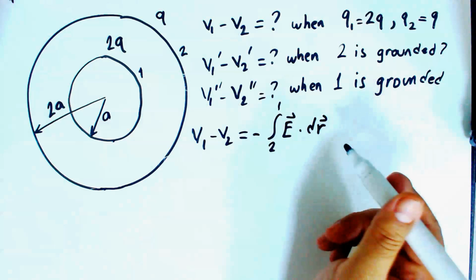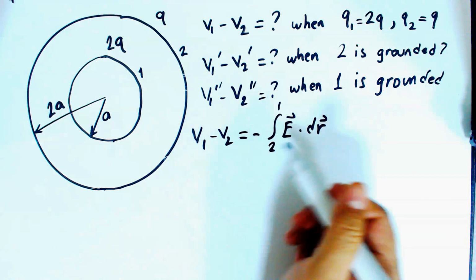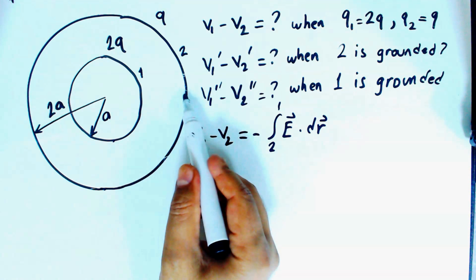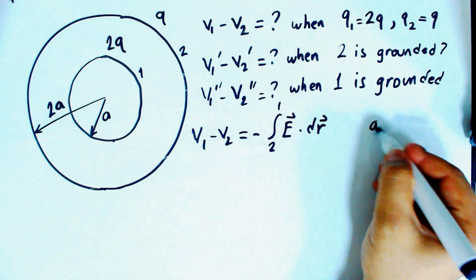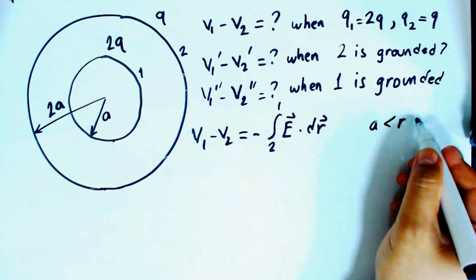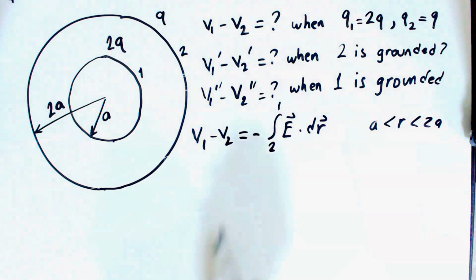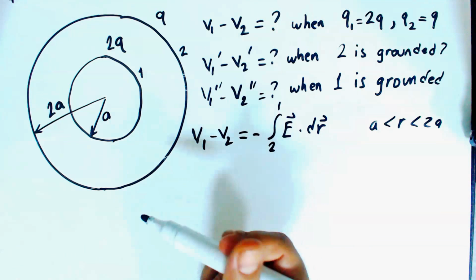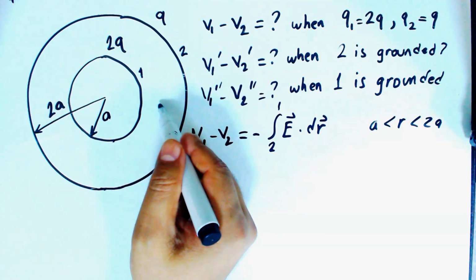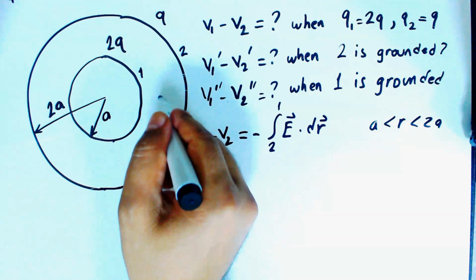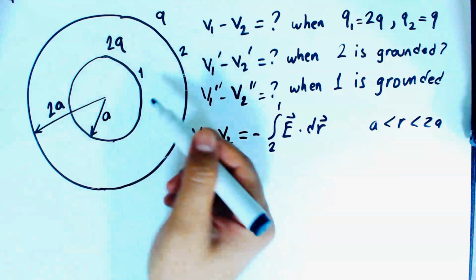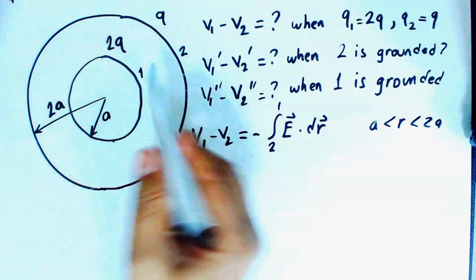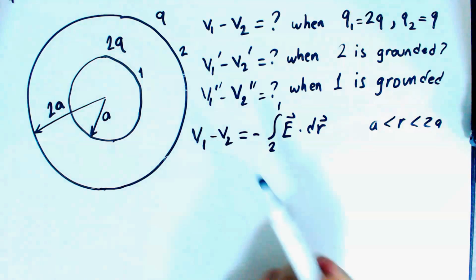So this is the starting point, and of course to calculate this potential difference we should know what the electric field is between the inner shell and the outer shell, this region where the radius is between a and 2a. But it is very easy to express this electric field by just using Gauss's law. Take any point in between these two shells and draw an imaginary Gaussian surface and calculate the flux, and this flux should be equal to the total charge inside this imaginary Gaussian surface. In this case it will be just 2q.